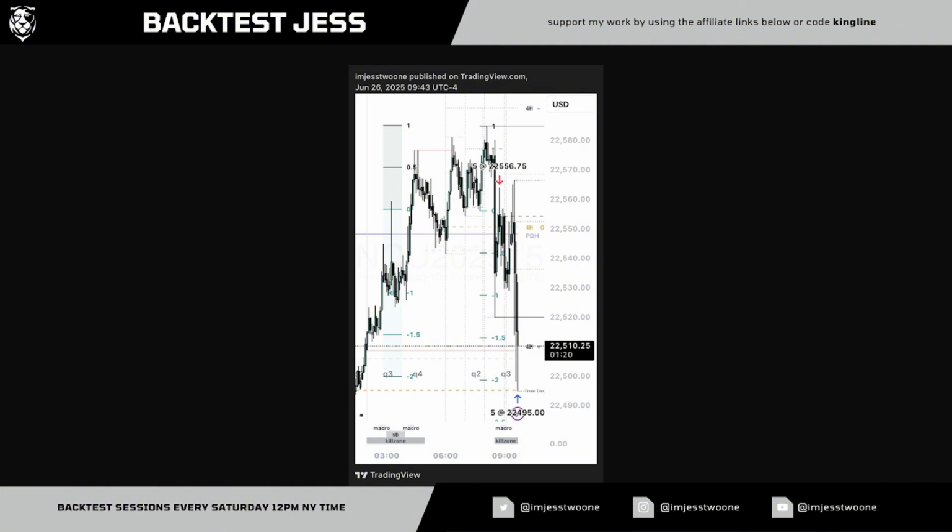Do you average up or hold the original size? Because I'm a 2R trader, I just hold the original size. I always get in full size and I always exit full size.